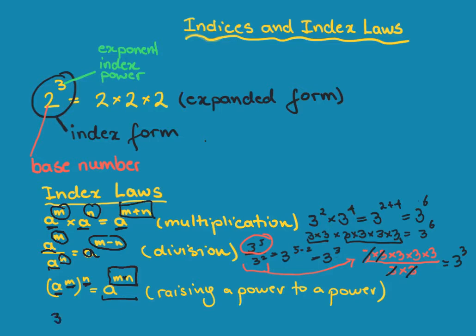So 3 to the power of 2, all to the power of 4, is 3 to the power of 2 times 4, which is equal to 3 to the power of 8. Again, you can do something similar to what we have done with multiplication and division and see how it actually works out. So let's have a look at what we have next.